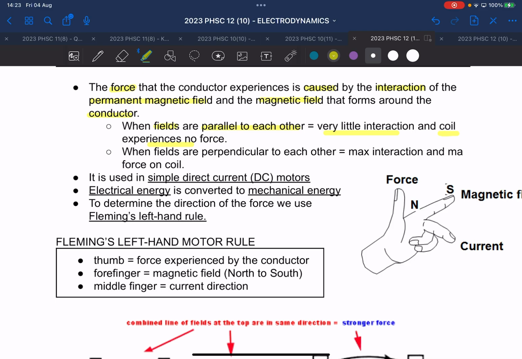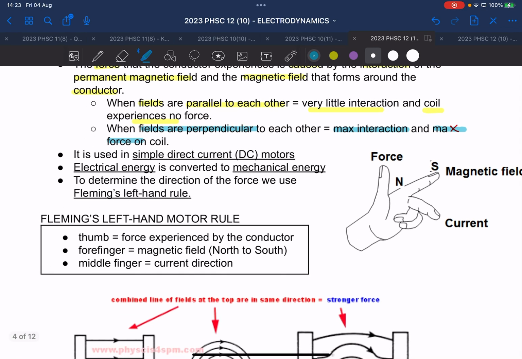But as soon as I put it perpendicular to one another, so if they're parallel to one another, parallel met mekaar, gaan jy geen afstoting of aandring sien. But if they're perpendicular to one another, dan sien jy die grootste verskil. Okay, so when the fields are perpendicular to each other, then there's the maximum interaction, and oh sorry, that must be a maximum force.